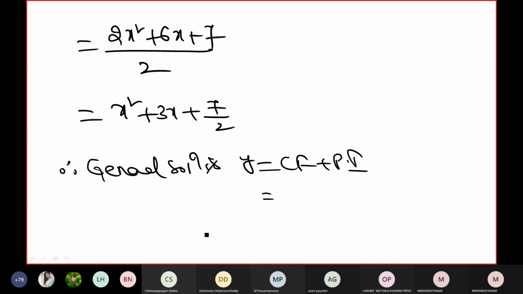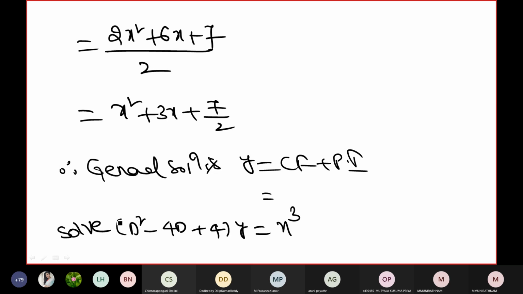CF plus PI. Okay. Write the type-in value problem: D square minus 4D plus 4 equal to x cube. Solve.